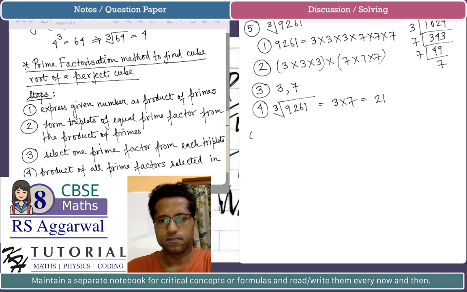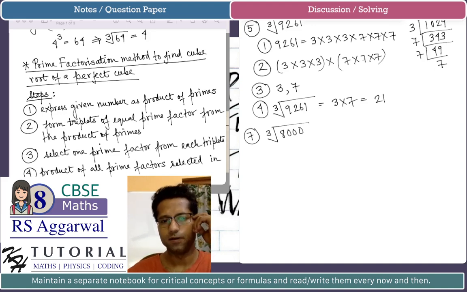Now this is problem number 7. We have to find the cube root of 8000. When you are asked to find the cube root of any number, most probably you will use the prime factorization method, but sometimes you need not follow all the steps perfectly to find the cube root. You can sometimes do it orally.